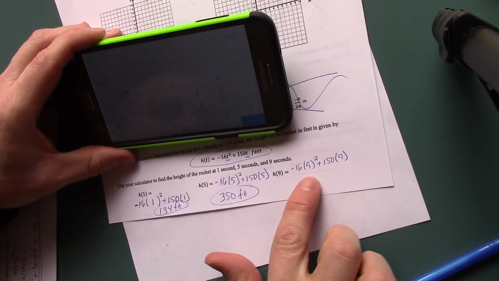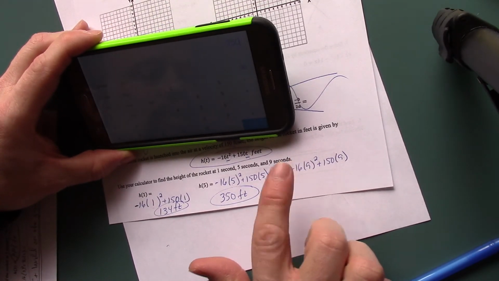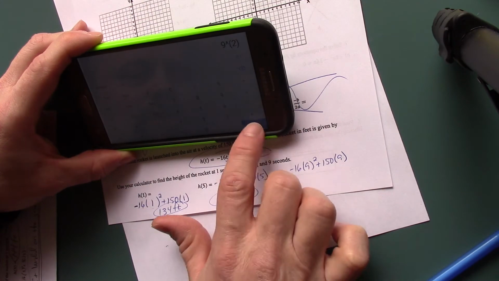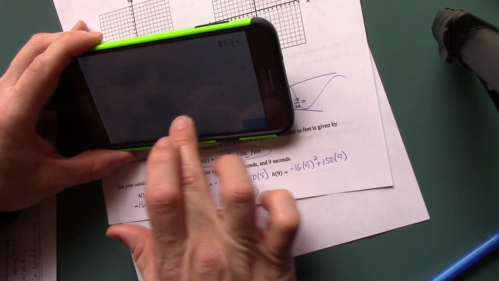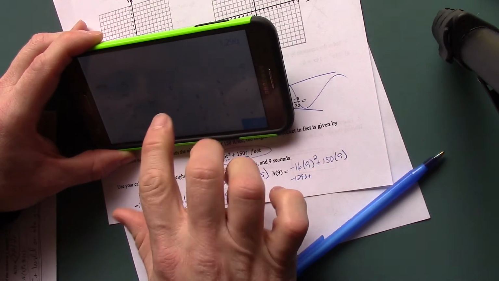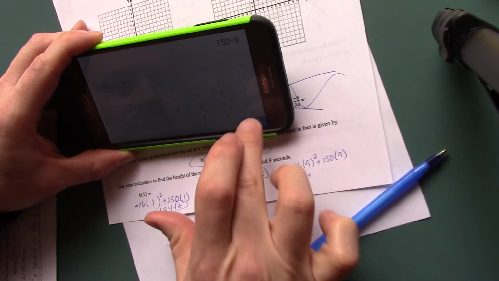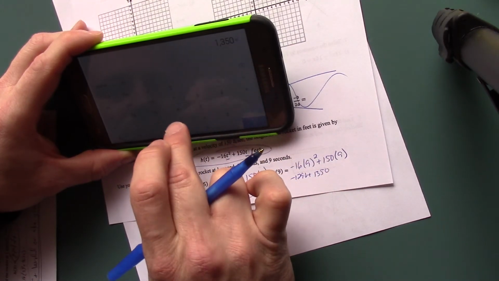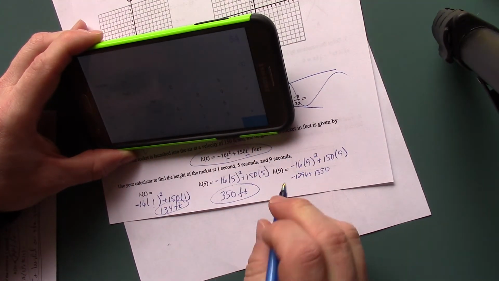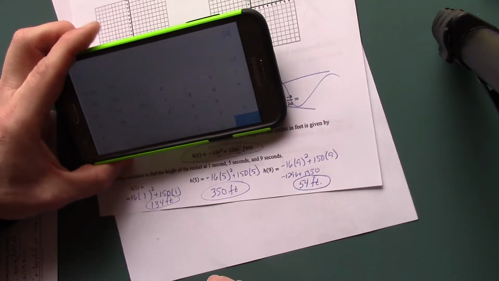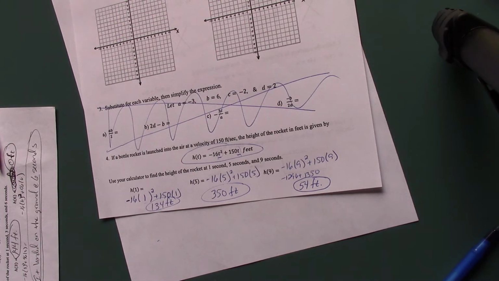I'm going to do this in a lot more steps, just in case some of your calculators aren't working. You can do order of operations here, which means negative 16 times 9 squared. So I would go 9 squared equals times negative 16 equals, and I get negative 1296. Plus 150 times 9 equals 1350. And then I can just add those two. So plus negative 1296, and I get 54 feet. Okay. So multiple ways you can do those with a calculator. I'm trying to just use my phone because I know what most of you are using. It's a lot easier if you have a normal calculator.